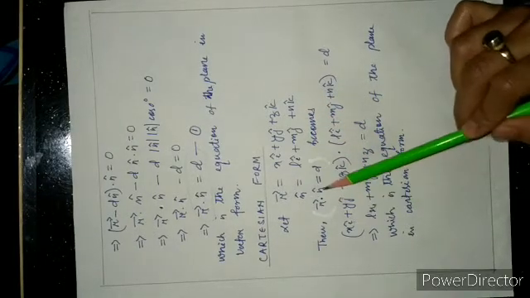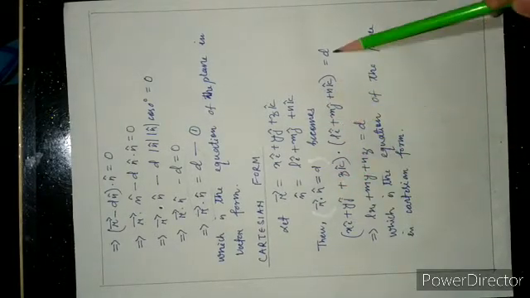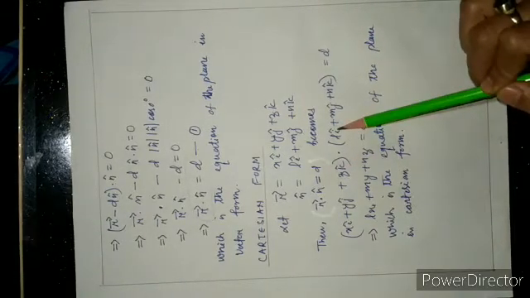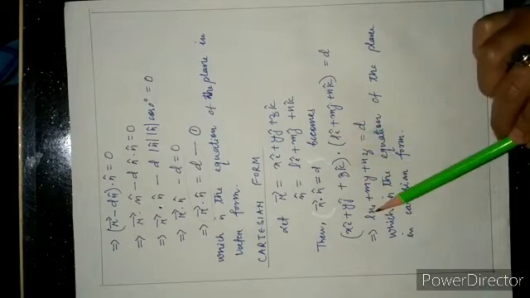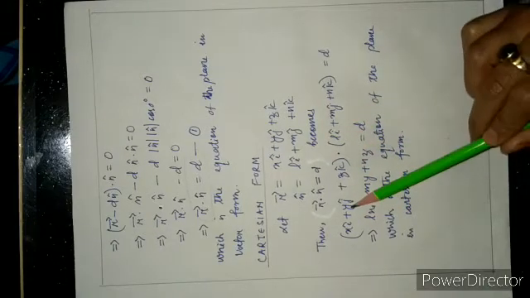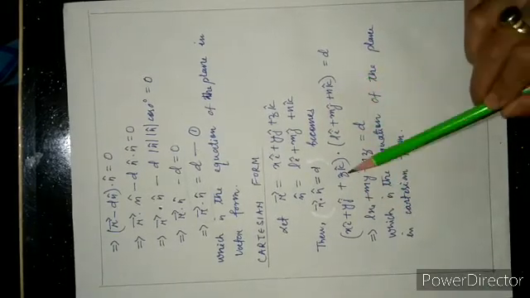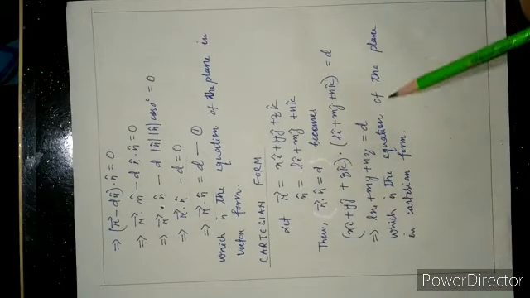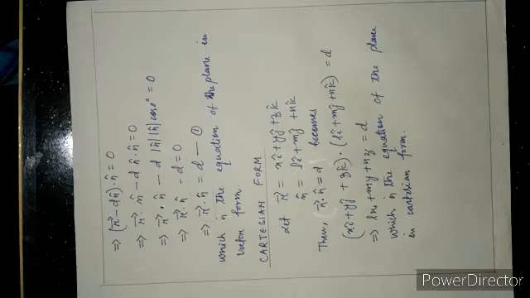write the components of R vector, write the components of n cap equal to d, and find the scalar product of these two vectors: lx plus my plus nz is equal to d, which is the equation of the plane in Cartesian form.